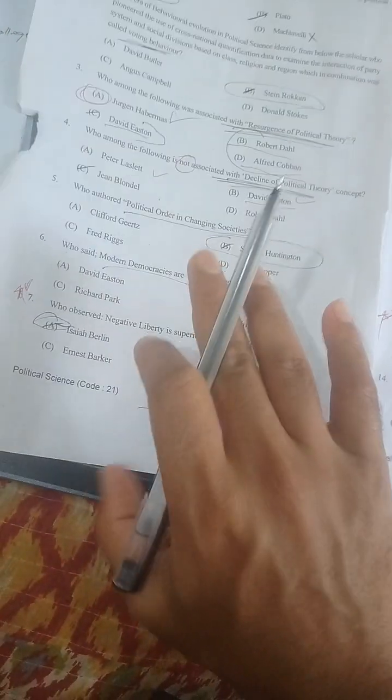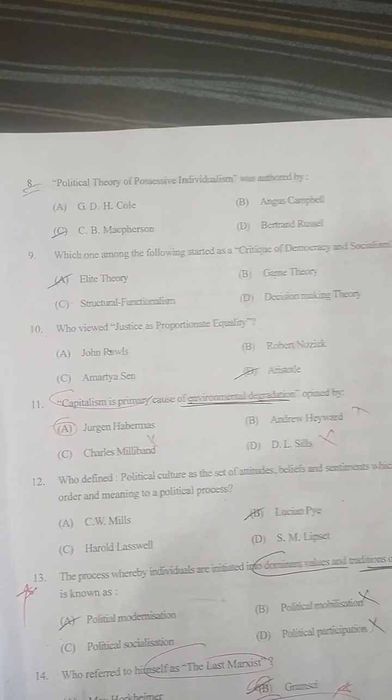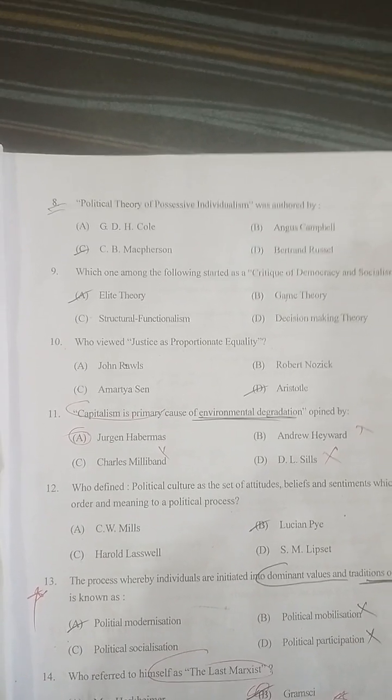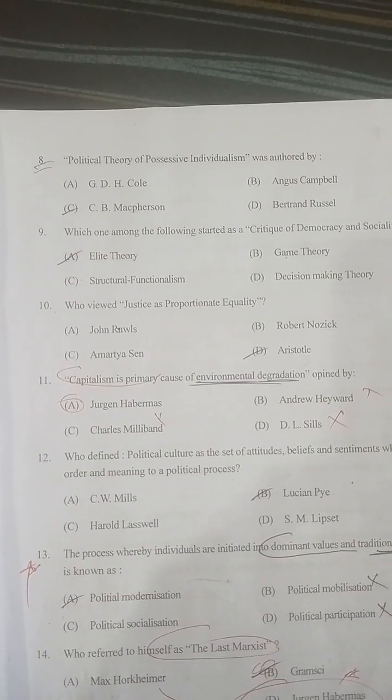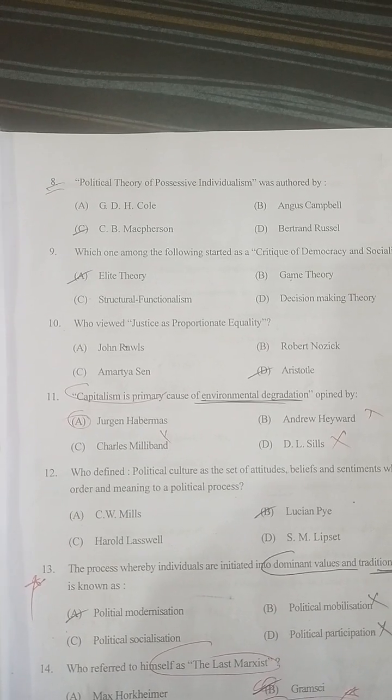Okay, then the next question, question number 8. They asked: the political theory of possessive individualism was authored by whom? Possessive individualism, it is C.B. Macpherson. C.B. Macpherson wrote the book The Political Theory of Possessive Individualism: Hobbes to Locke. Okay, from Hobbes to Locke, he is trying to say how possessive individualism arose.